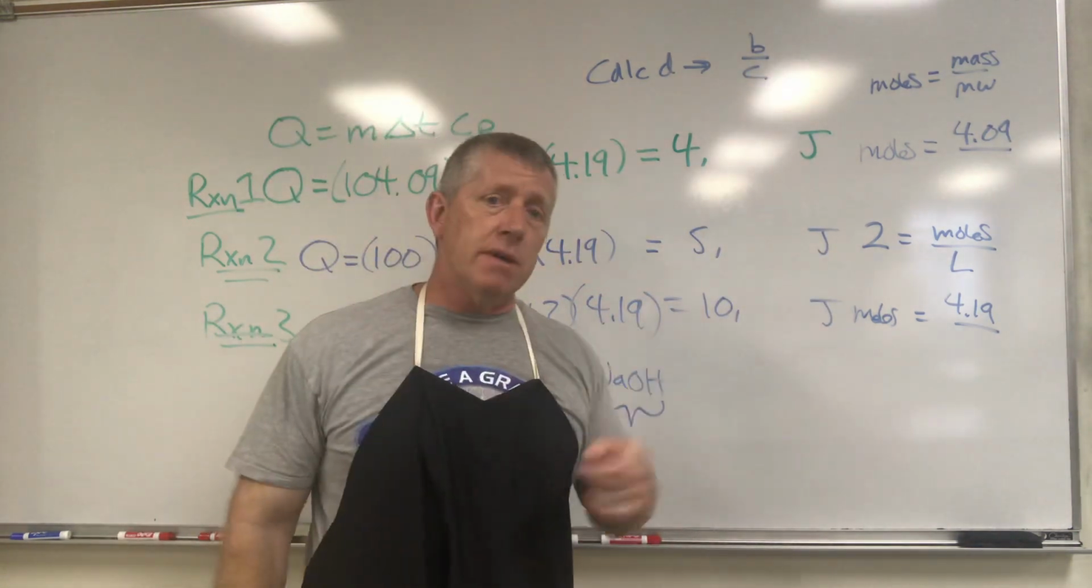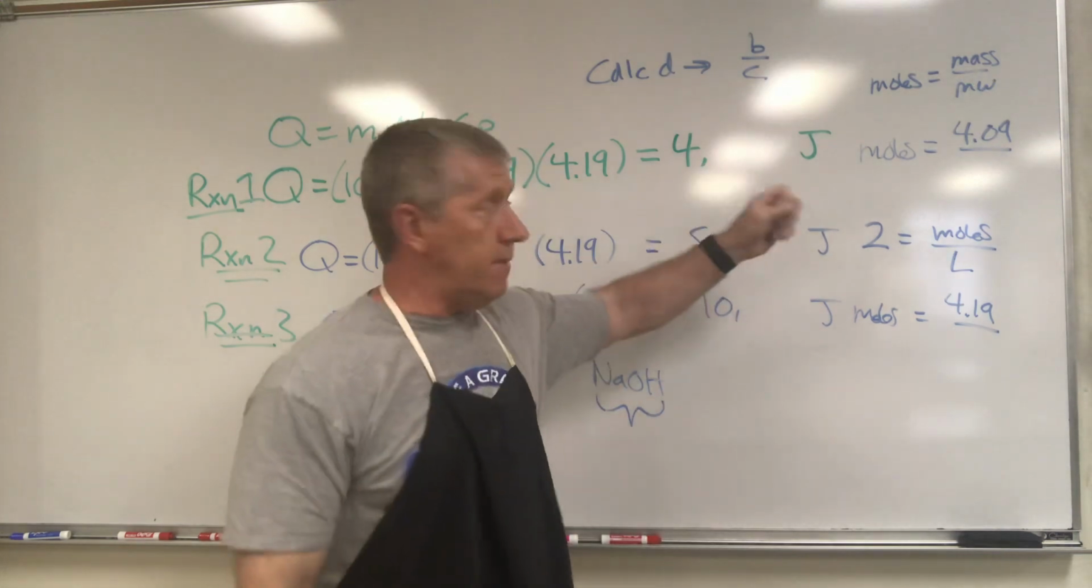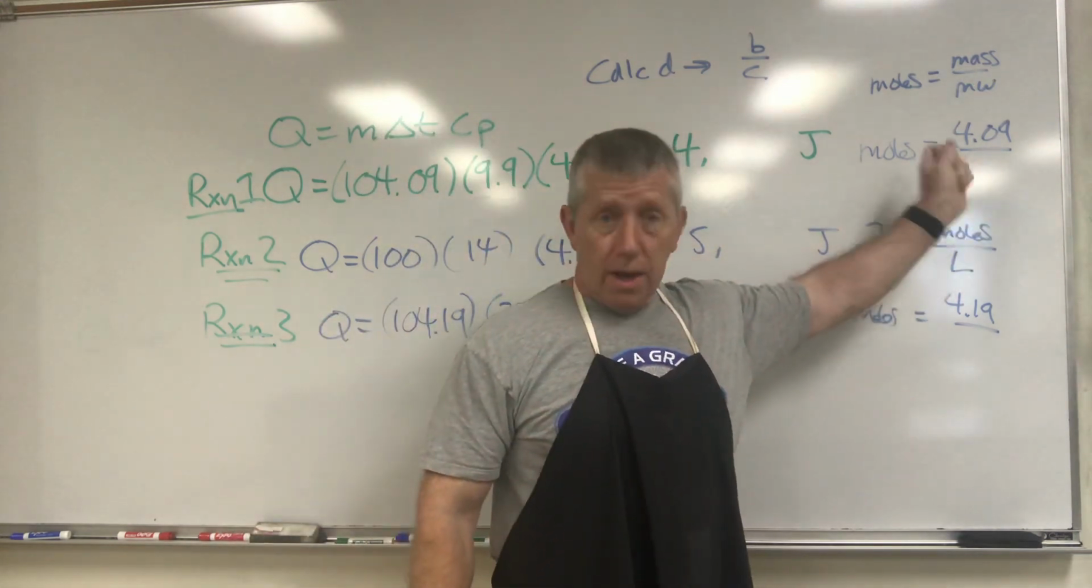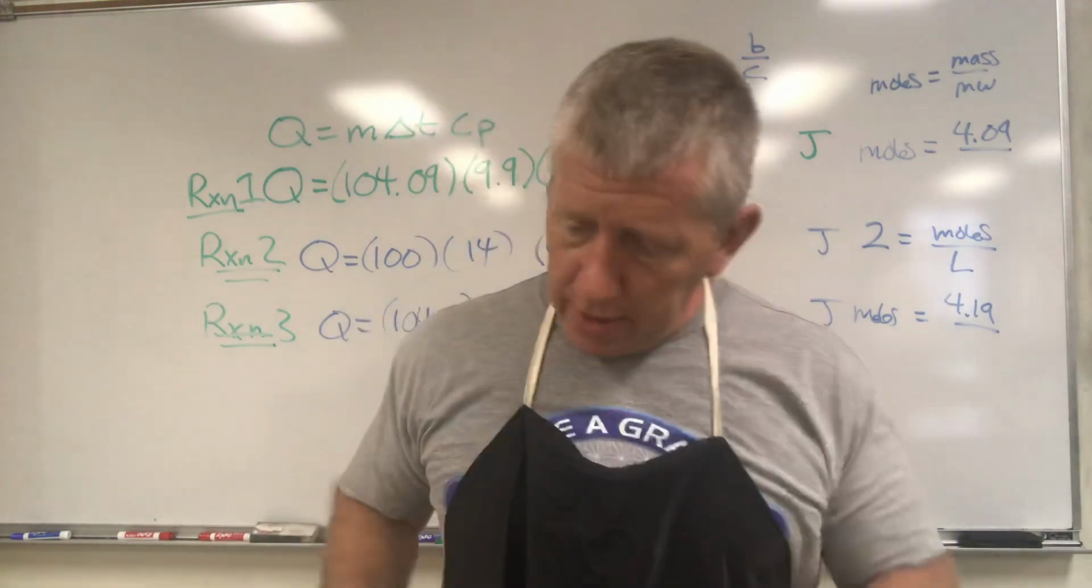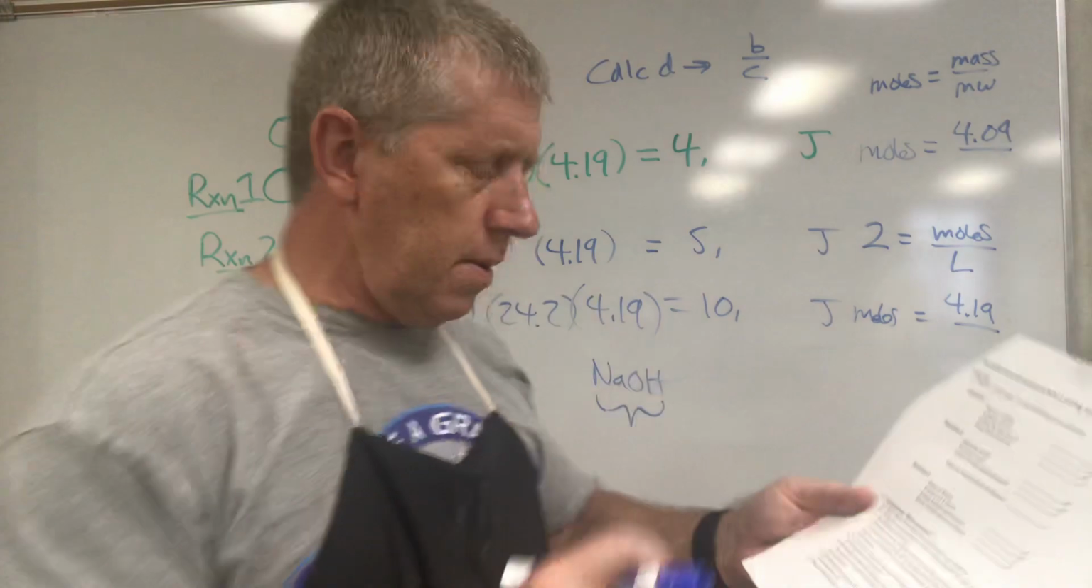Calculation B and divide it by calculation C. That's your joules. Calculation B divided by your moles of sodium hydroxide, and you'll get the amount of joules per mole. That's what we nailed it. Now, here's what we should be doing. Well, actually, let me take a look at this first.